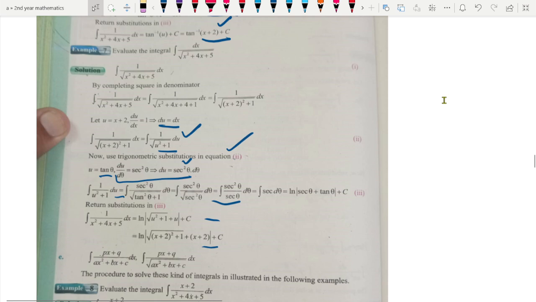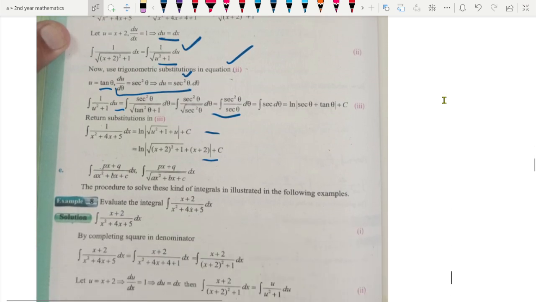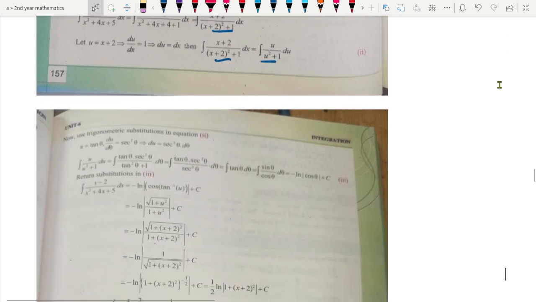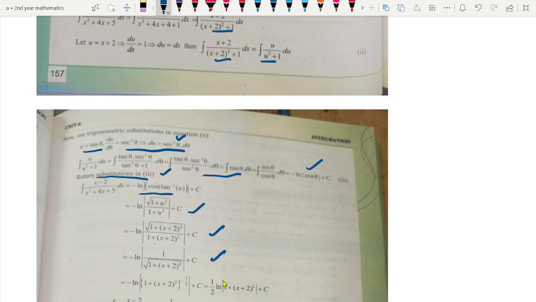Now when you have a situation like this one, what should you do? This is the example. Okay, so this is equal to this one. So now use the trigonometric substitution in equation 2, u is equal to this one. Okay, putting all the values, you will get this one. Putting the values of u, you will get the answer.